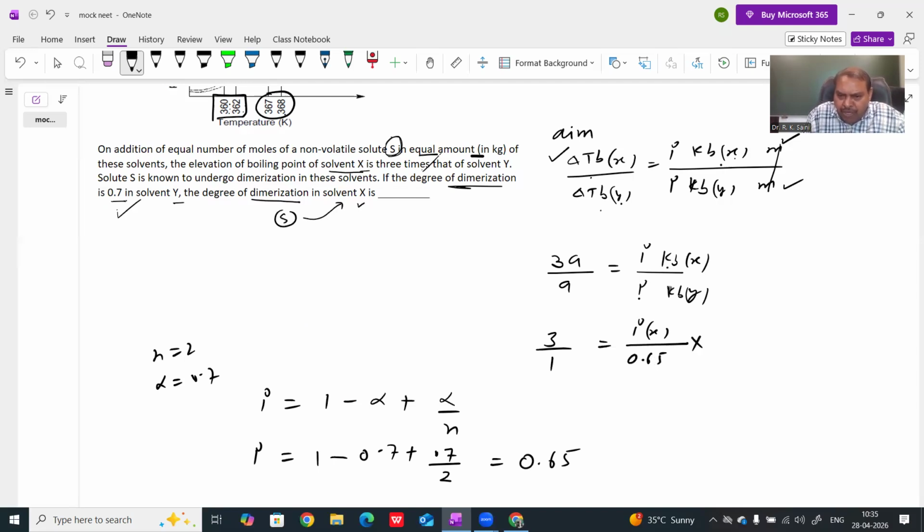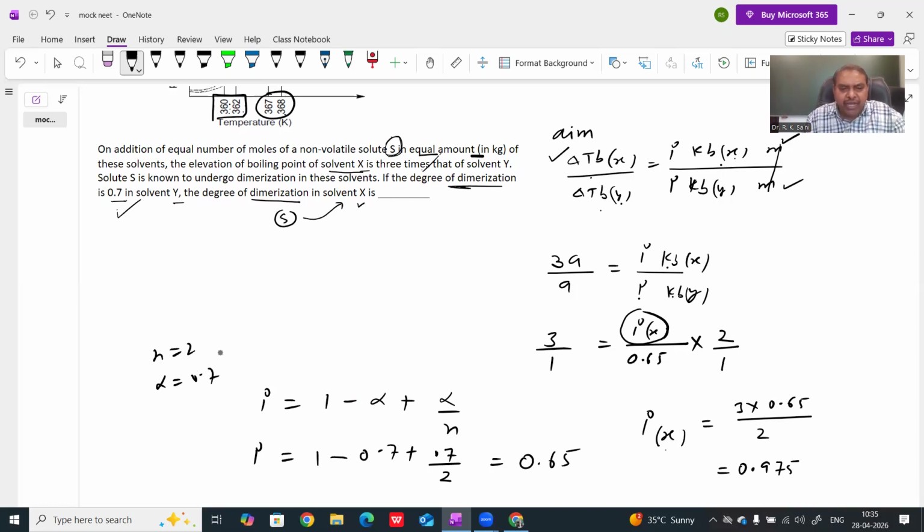And the ratio of Kb, X and Y, found above with the help of the given graph, is 2:1. And hence we find i in solvent X, and this i is 3 into 0.65 divided by 2. Therefore, i is 0.975. The i is 0.975 in case of solvent X.